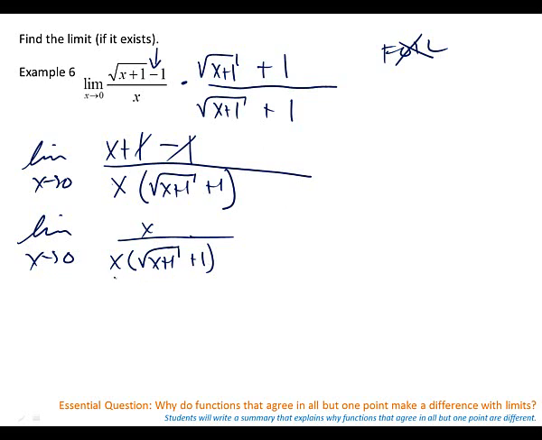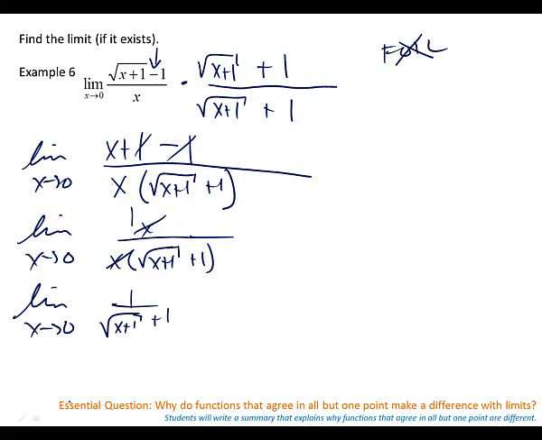Okay, what happens now? The x is canceled. What's technically left in the numerator? A 1. So we've got the limit as x approaches 0 of 1 over the square root of x plus 1 plus 1. Now is it okay to sub in?